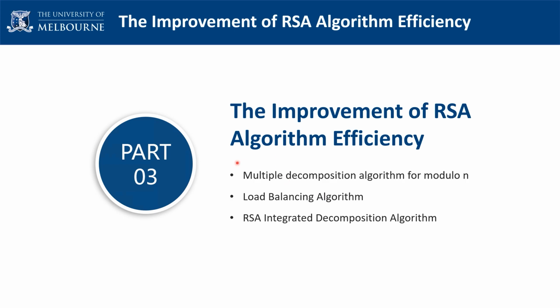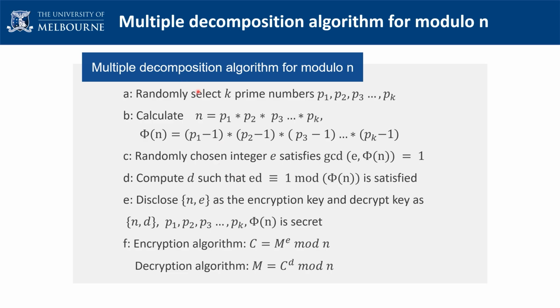In this part, we will introduce the improvement of RSA algorithm efficiency. First, we will introduce 2 kinds of algorithm. The first one is multiple decomposition algorithm for modular n. This method is to decompose modular n into multiple prime numbers. This method is defined as shown.